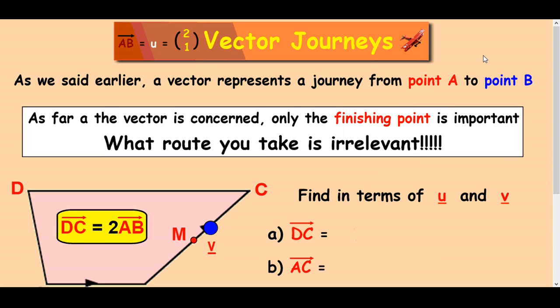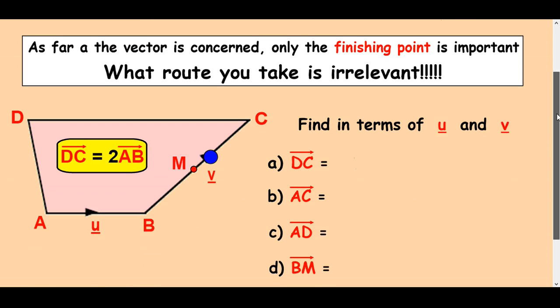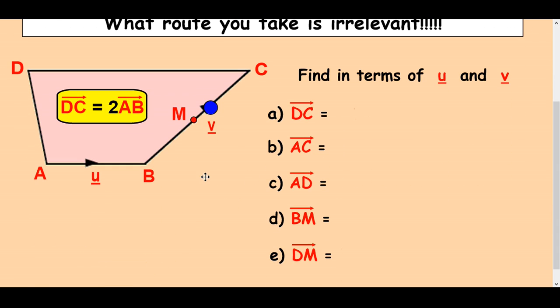Hi there, in this lesson we're going to look again at vector journeys, but in a slightly different format than before. Now, as we said earlier, a vector represents a journey from point A to point B, but only the finishing point is important. There's several routes to get there that can take place. Now, if we look at this diagram at the bottom here, what we're being asked to do is find the journeys in terms of these smaller letters U and V.